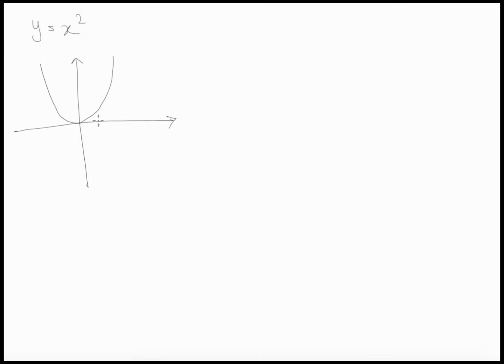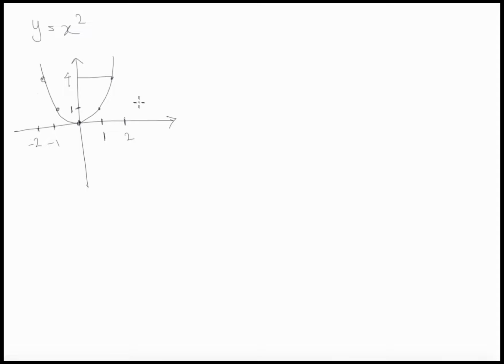So this is y is equal to x squared. I'm going to put some points on this. I know that if I'm at 1, then this is going to be at 1. If I'm here at 2, then this is going to be at 4, and so on. Then here I have -1, this point, and here I have -2, and then this has 0.